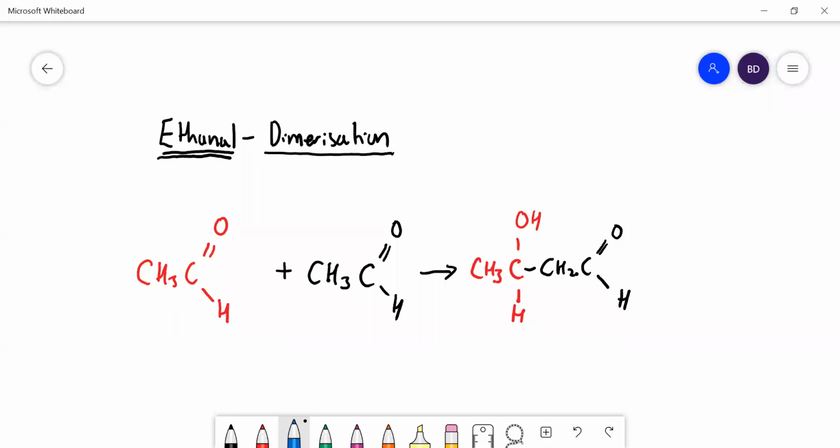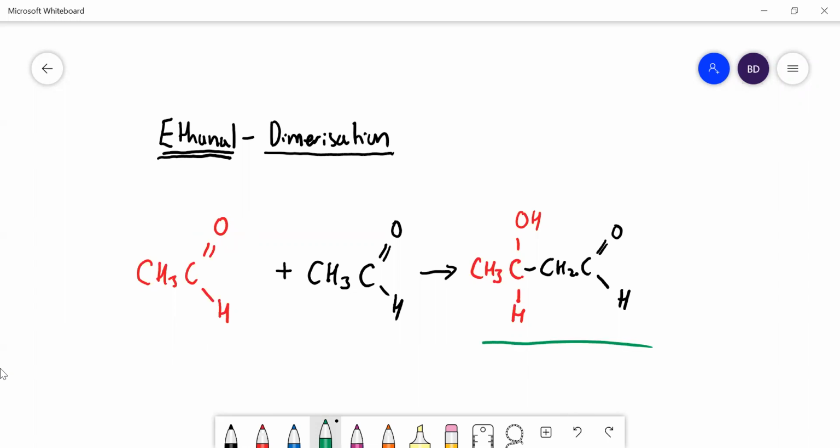Let's have a look at some more rate equations and see what light they can shed on a reaction mechanism. Okay, so here we've got the reaction of ethanal. There's ethanal there with the aldehyde group, and it's a dimerization reaction. That means one molecule of ethanal reacts with another molecule to join into one big molecule here.